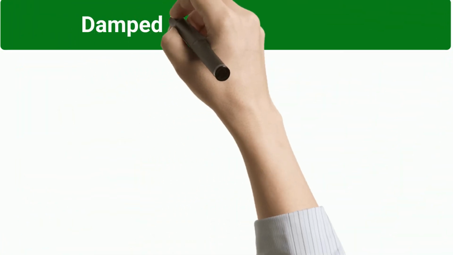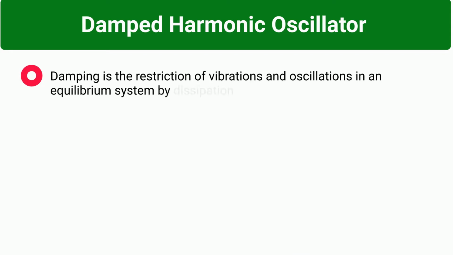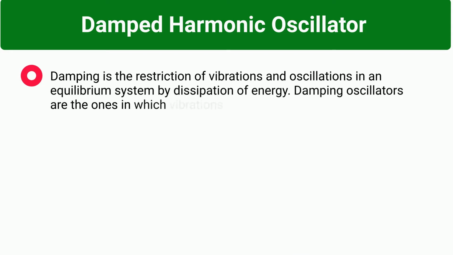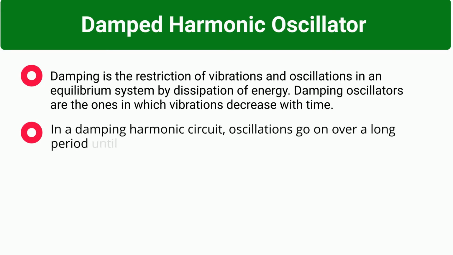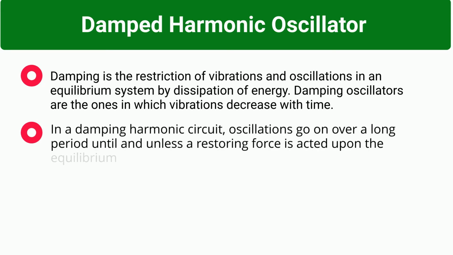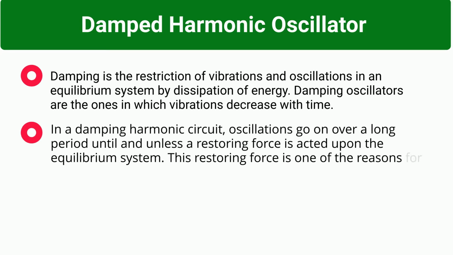Damped harmonic oscillator. Damping is the restriction of vibrations and oscillations in an equilibrium system by dissipation of energy. Damped oscillators are the ones in which vibrations decrease with time. In a damped harmonic system, oscillations go on over a long period unless a restoring force acts upon the equilibrium system. This restoring force is one of the reasons for the oscillation's decay over time.